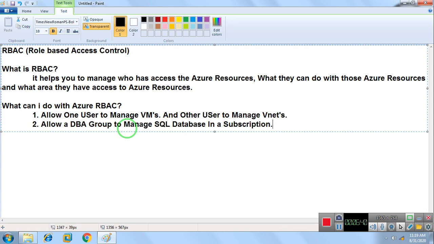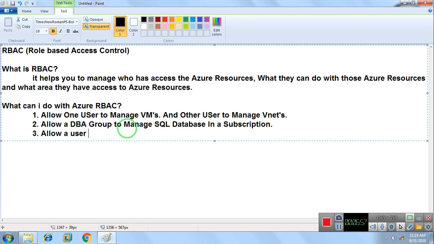Okay, so this is known as subscription based access. So I can provide subscription based access on this. Now the next example I give, number third: allow a user to manage all resources in a particular resource group. RG means resource group.